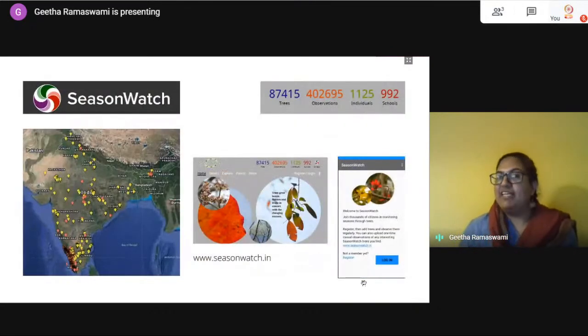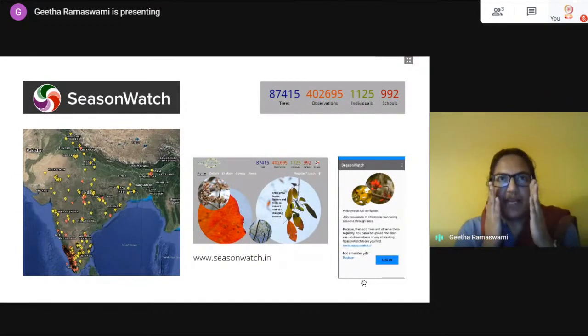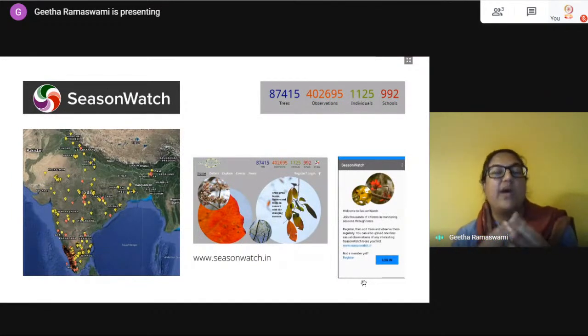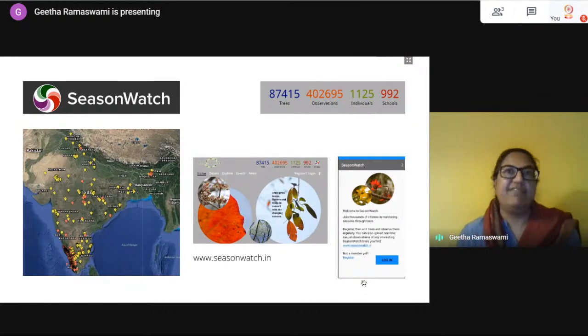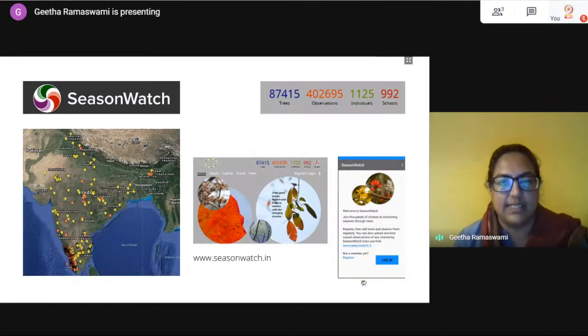So do we have an equivalent in India? I'm here to tell you that yes, we do. We have a citizen science project called SeasonWatch, which is aimed at understanding the phenology of widespread, easily found, common tropical trees that are found across the country. And this project is 10 years old.